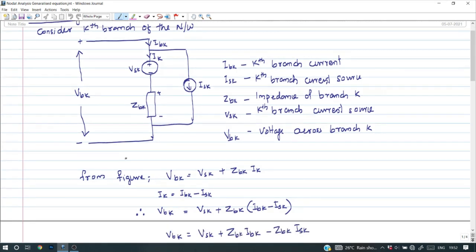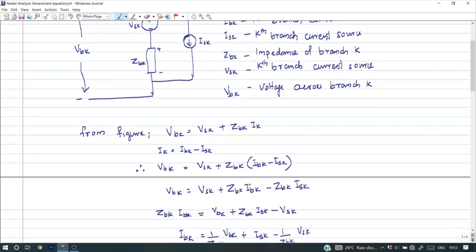From the figure, this initial part is exactly similar to what we discussed in the mesh analysis topic. So from this figure, VBK is equal to VSK plus ZBK IK. What is IK? IK is IBK minus ISK. Substituting that, we can write VBK is equal to VSK plus ZBK IBK minus ZBK ISK. From here, we can find the equation for ZBK IBK. So ZBK IBK becomes VBK plus ZBK ISK minus VSK.